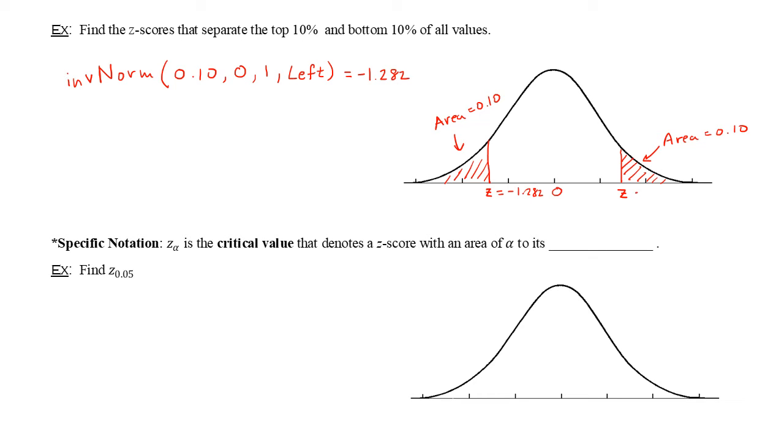Notice that when I do the right, because of the symmetry in the graph, you'd get the same value in this case, but a positive version. So you would get positive 1.28. So z-scores of negative 1.28 and positive 1.28 are the z-scores that separate the lower 10% and the top 10%.